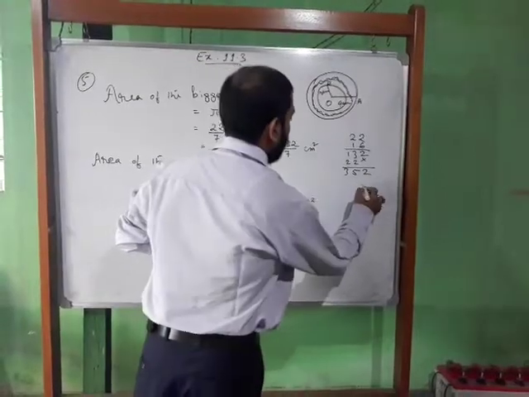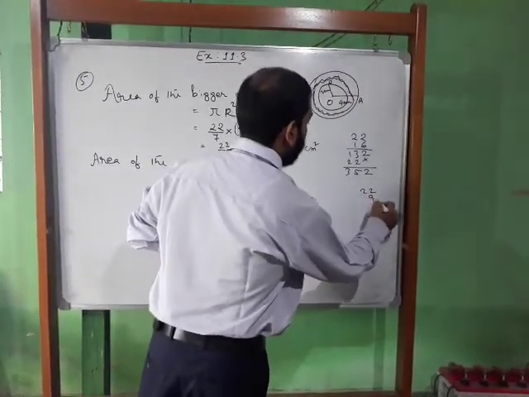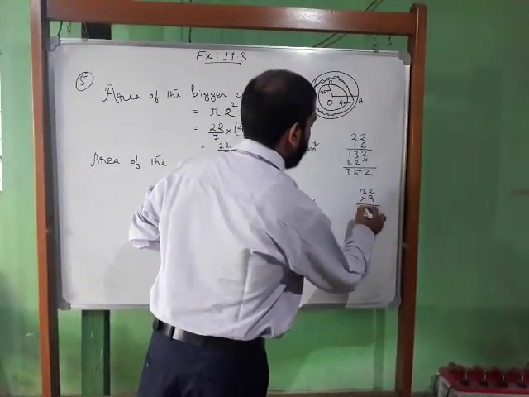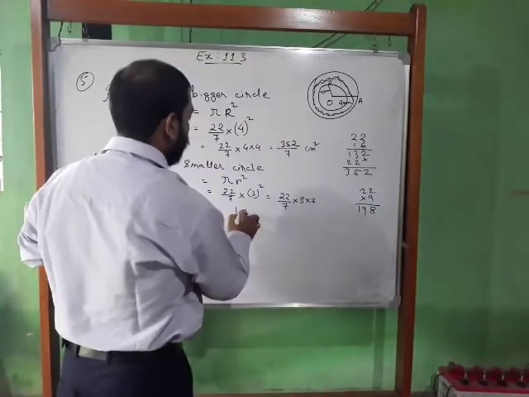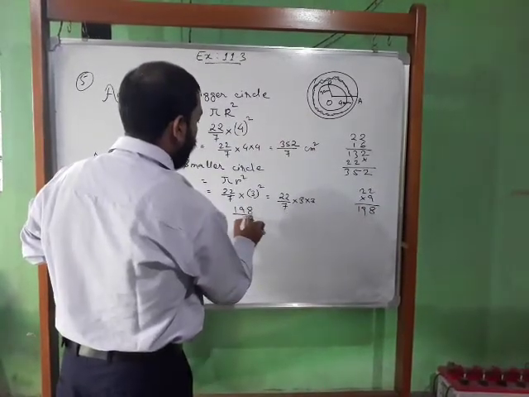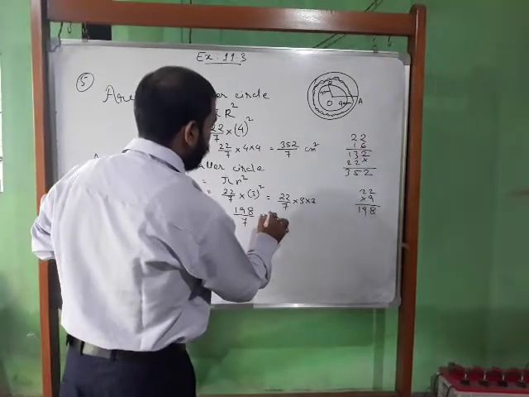Now 22 into 9 is 198, so the area is 198 by 7 centimeter square.